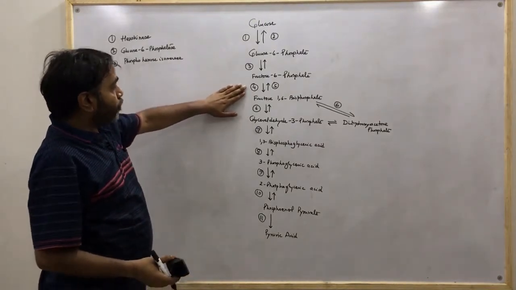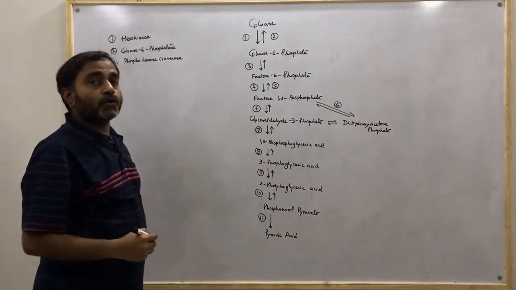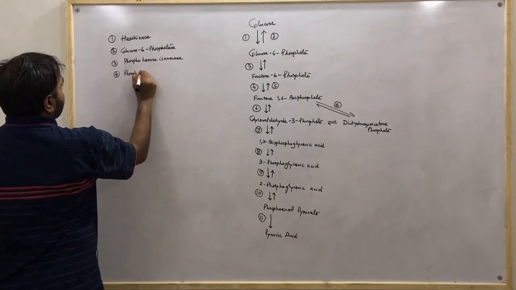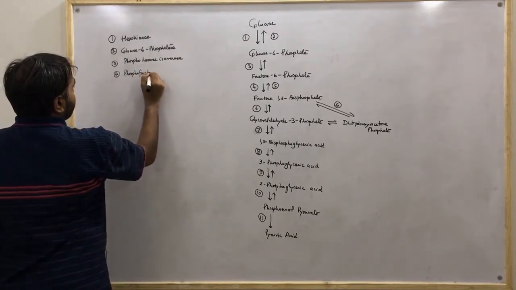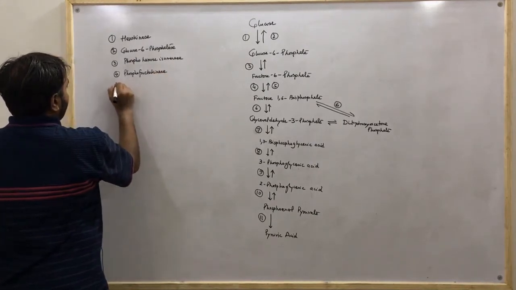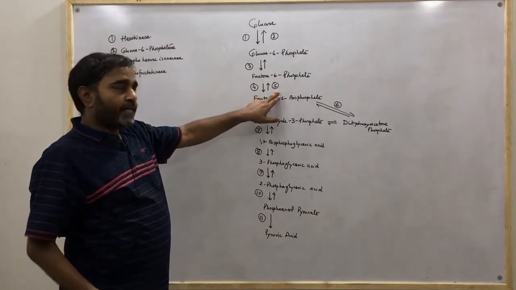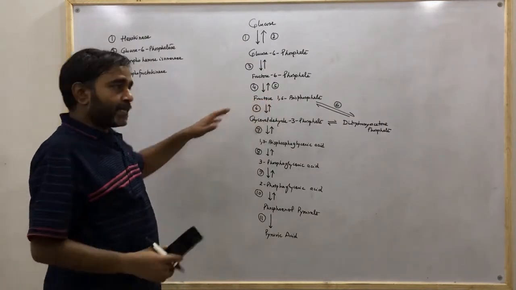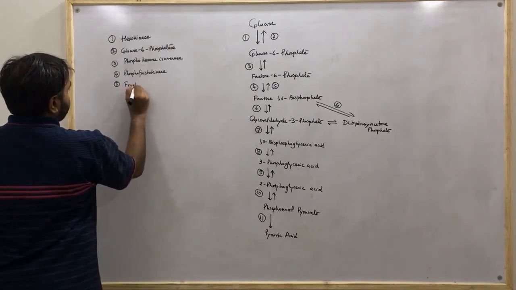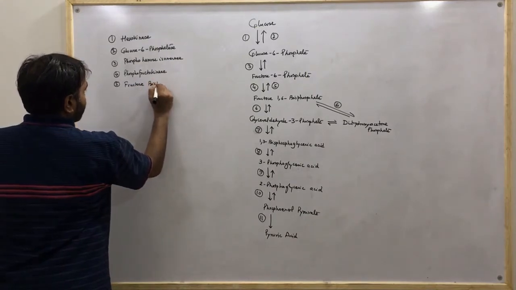Now what will be the fourth one? Phosphofructokinase. Now what will be the fifth one? It is a phosphatase enzyme. So we will write that as fructose bisphosphatase.